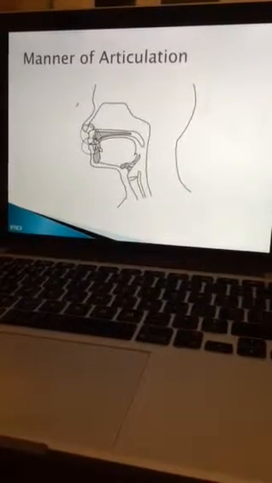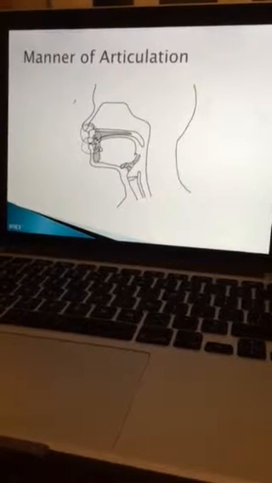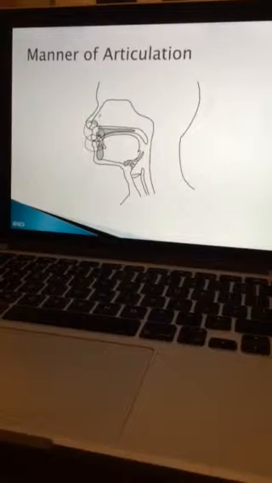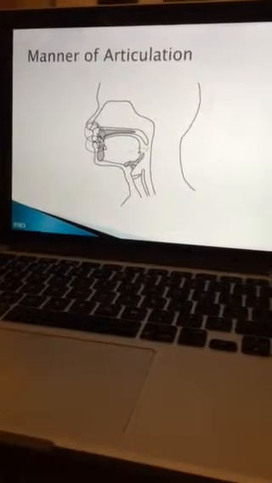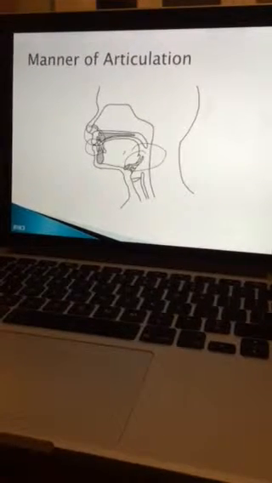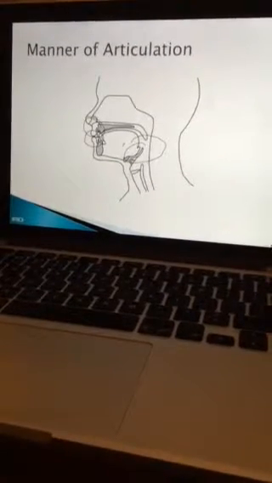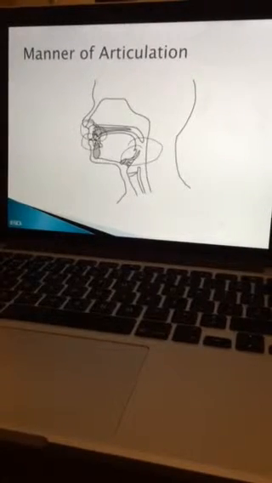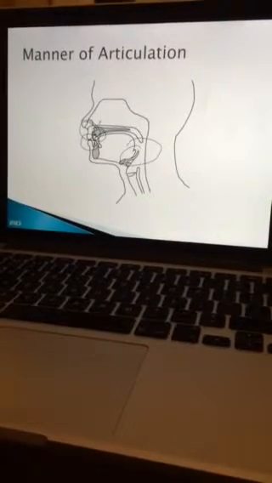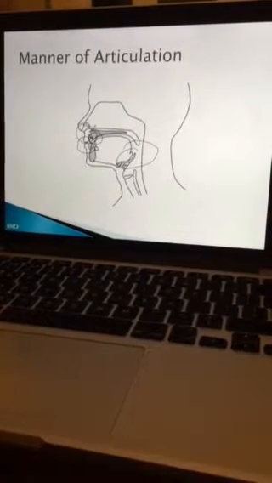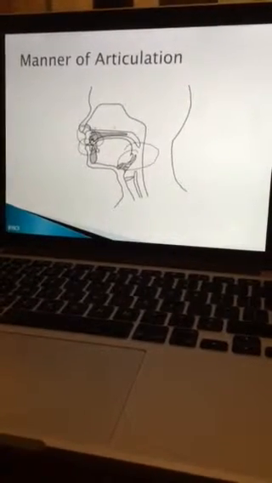Approximant, similar to a vowel, is no obstructions, almost free air passage. An example of this is y. Lateral approximant, air escapes from both sides of the tongue with the tongue touching the alveolar ridge. Tap or flap is a tiny tap at the alveolar ridge, and this sound is also not in English, as well as a trill.